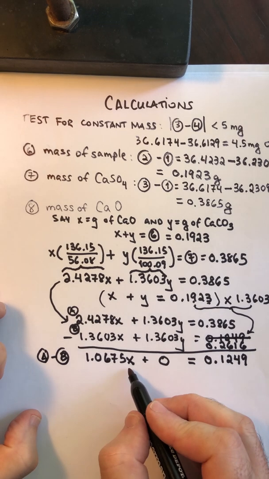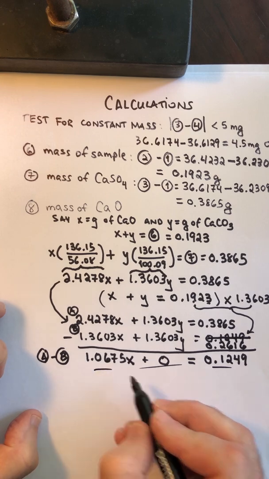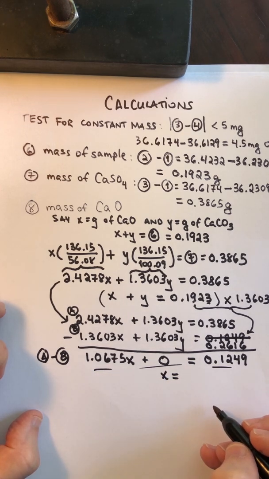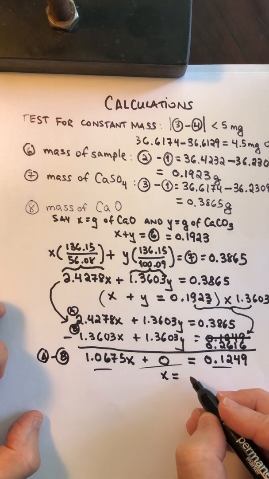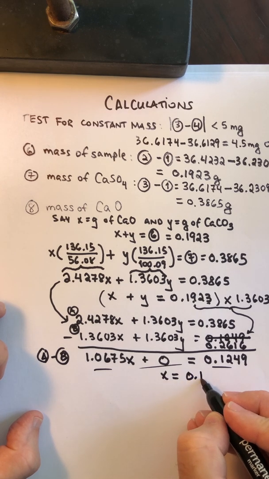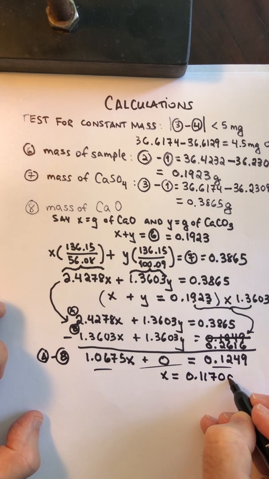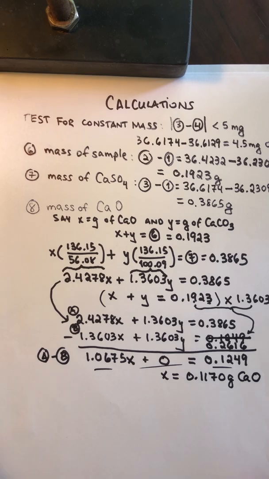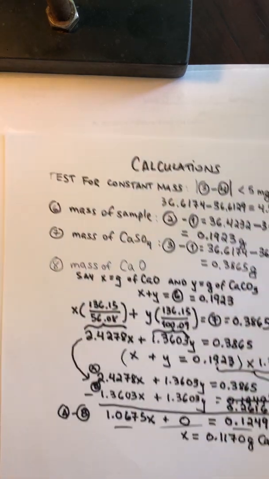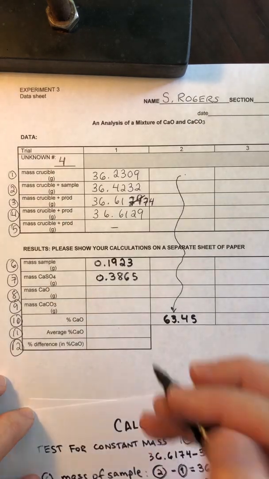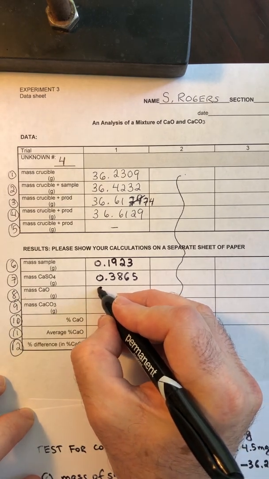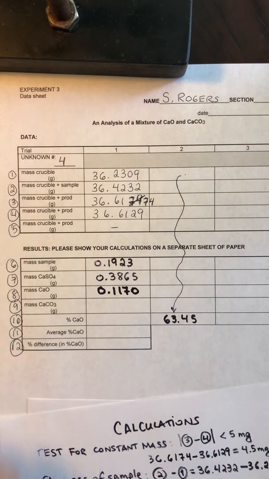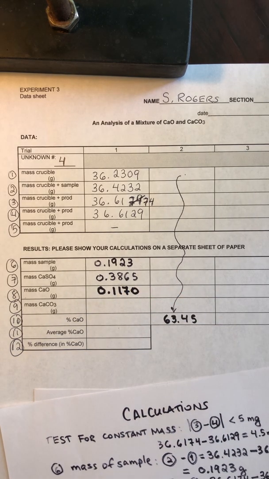Okay, so now I have an equation in x, so I can solve this. Divide by 1.0675 on both sides, and I get 0.1170 grams of calcium oxide. All right, I'm ready to copy that to my data sheet. See if I can find it. Here we go. So we have 0.1170. That is the grams of calcium oxide.